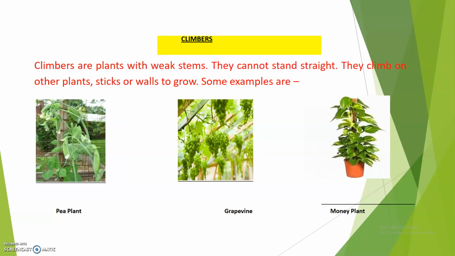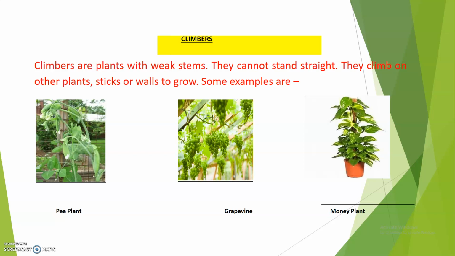After herbs will come climbers. Now the word climber comes from to climb, right? You have stairs, so you climb up the stairs. If you want to go up, you have to climb up the stairs. So climbers are basically plants that cannot stand straight, because they are so fragile and so tender.